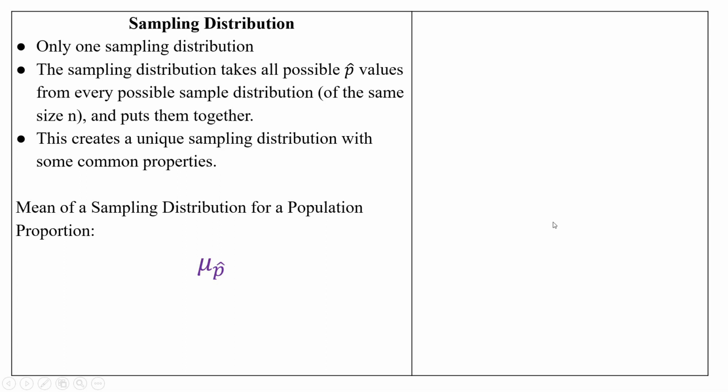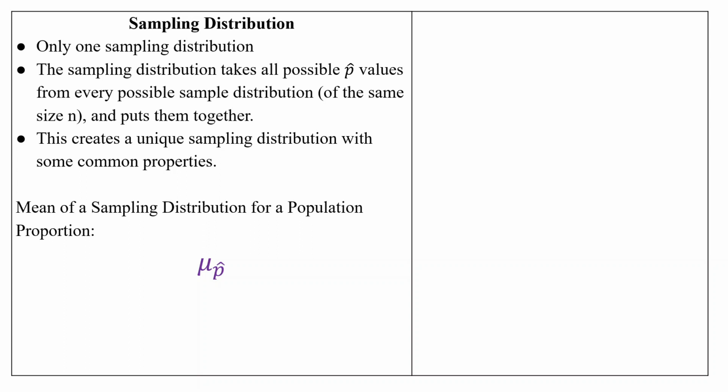So the mean, let's talk about symbols here. The mean of a sampling distribution for a sample proportion is mu sub p hat. So in that subscript, we have p hat. Now the reason we have mu sub p hat is because, as we're going to see, our sampling distribution is going to switch over to a quantitative value.